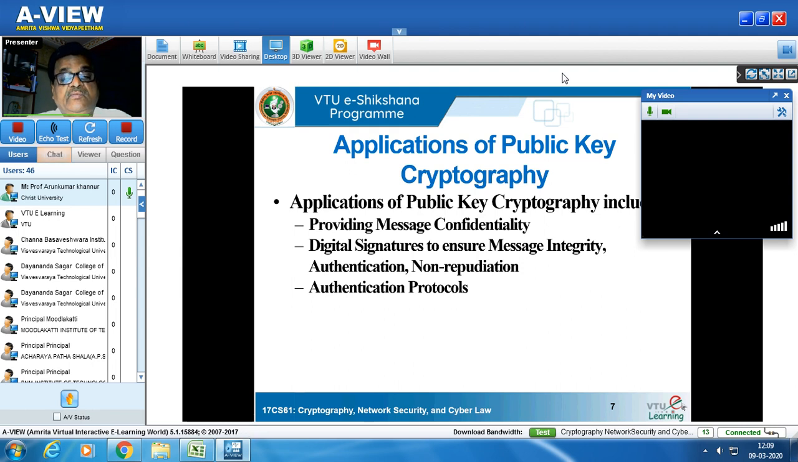And also we want to provide, by making use of digital signatures, authentication and non-repudiation. And we implement authentication at the protocol level. Sender and receiver shall agree upon very stringent rules about exchanging of the public keys, private keys, as well as encryption formula and decryption formula.